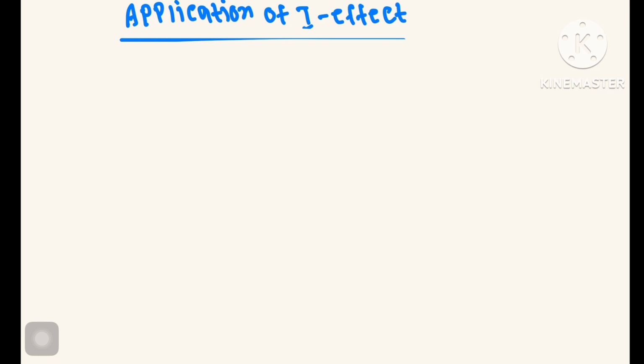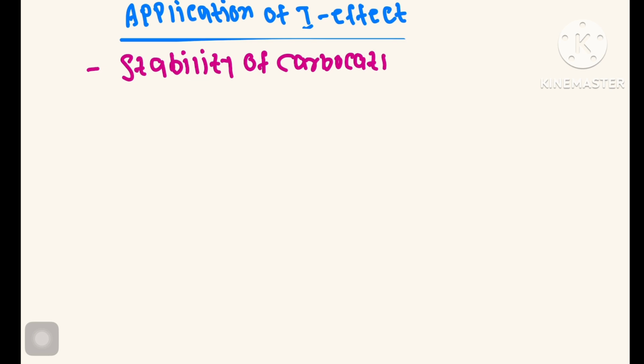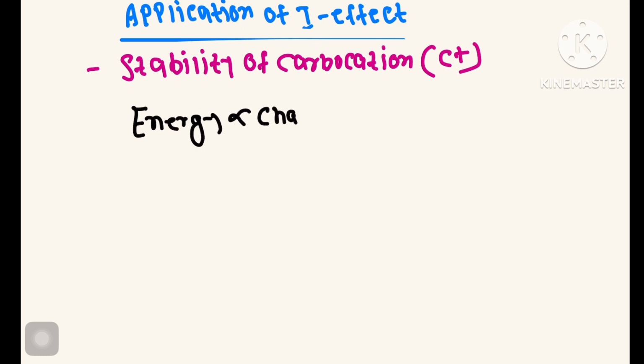In this lecture, I'll talk about application of I effect. In application of I effect, at first I'll talk about stability of carbocation. Simply you can say carbon having positive charge, carbocation. And stability of carbocation, here simply you can remember this point. Energy directly proportional to charge.